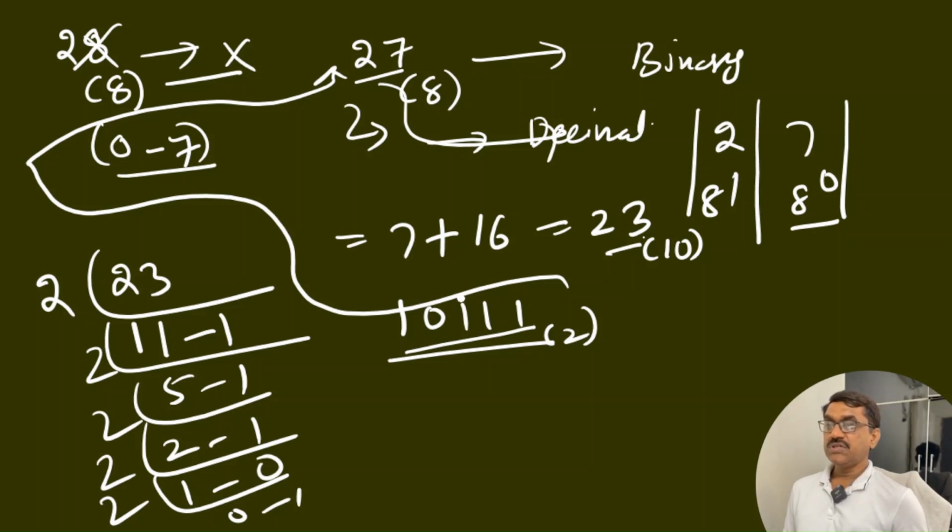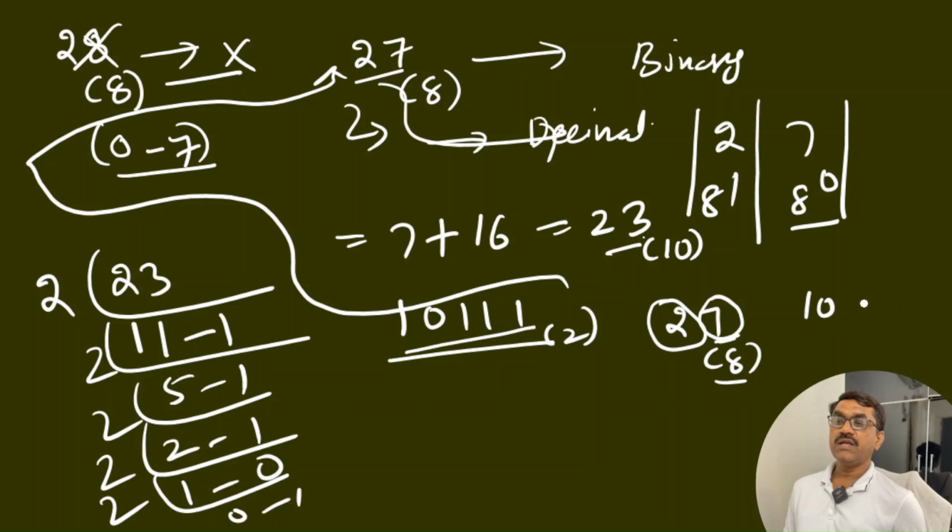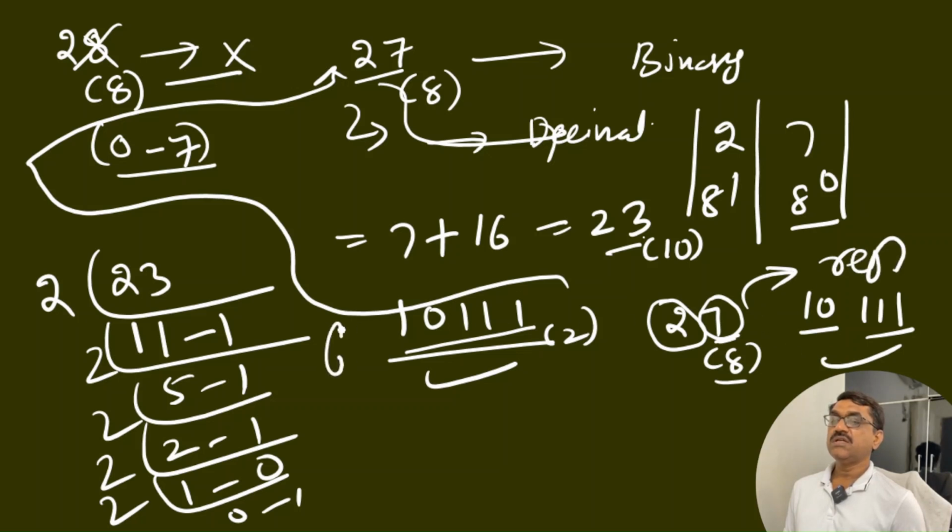The second approach is to take the number 27, the octal number, directly. Take the first digit and second digit individually, and take the binary equivalent of 2 and 7. The binary equivalent of 2 is 10. The binary equivalent of 7 is 111. You see, we get the same result. Both are the same. This is the direct representation and the other is the indirect representation. This is how to convert an octal number into binary.